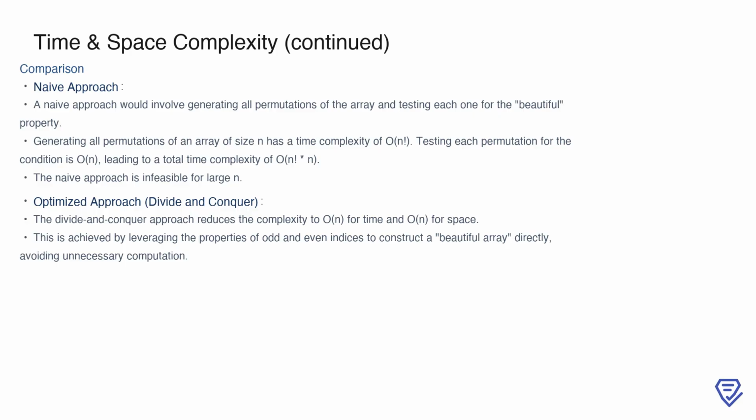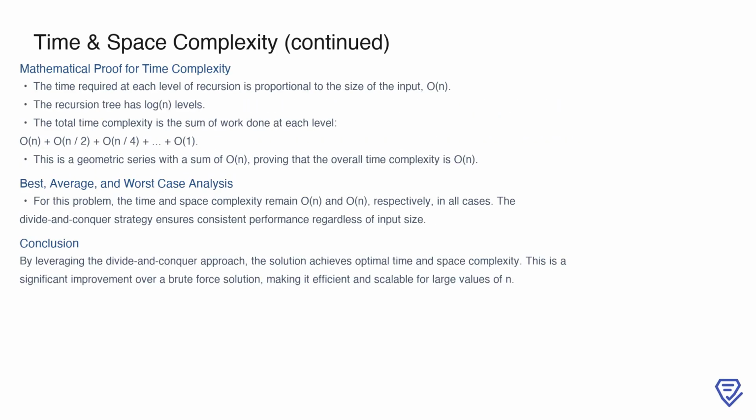In contrast, the divide and conquer approach avoids such exhaustive computation. By leveraging the properties of odd and even indices, it constructs the beautiful array directly in O(n) time and O(n) space, making it a much more practical solution for large inputs. The mathematical foundation of the time complexity further reinforces its efficiency.